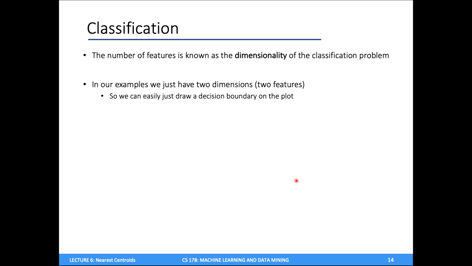So in the example I just showed you, we had just 2 features. And in general, the number of features in our data set is often called the dimensionality of the classification problem. So in our really 2-dimensional data set that we were just looking at, it's easy enough to just plot our data points and draw a decision boundary. We can kind of just look at our data and do classification that way.